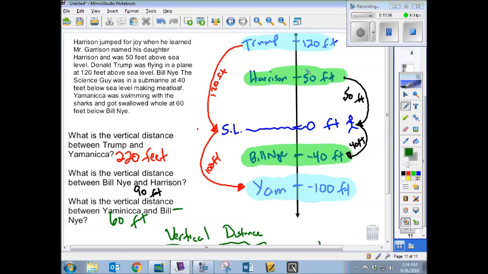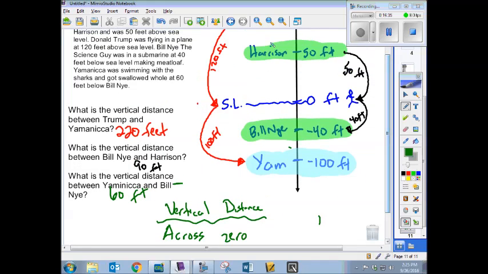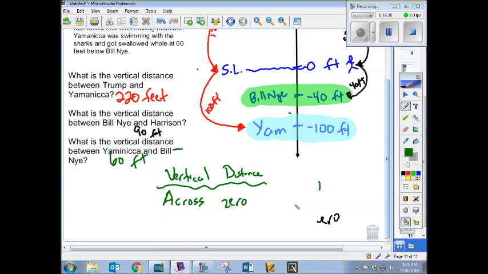This is all about the absolute values when you're talking about vertical distance. In order to figure out the distance between Trump and Yamanika, I had to add their absolute values. When I'm figuring out the distance between Harrison and Bill Nye, I have to add their absolute values. When I'm trying to figure out the distance between Yamanika and Bill Nye, I have to subtract their absolute values. Are you guys getting this? Now let me give you that little mnemonic device. When you go across 0, do you agree we went across 0 to do Yamanika and Trump? And then when we did Bill Nye and Yamanika, did we stay on the same side of 0?